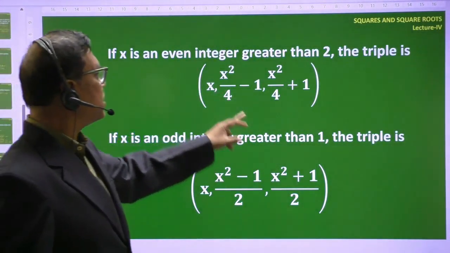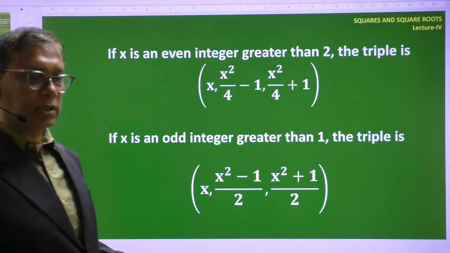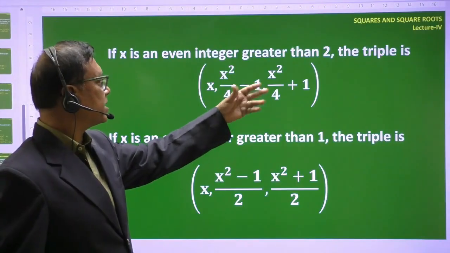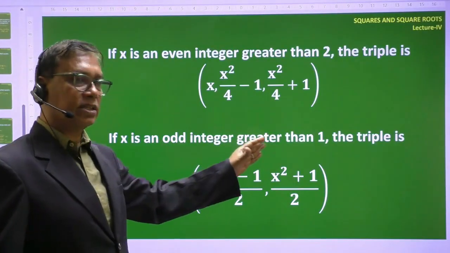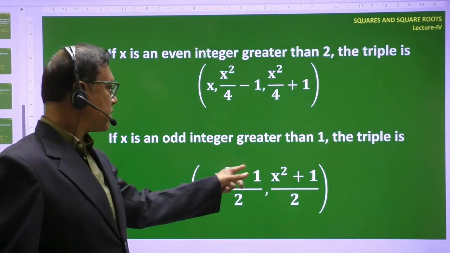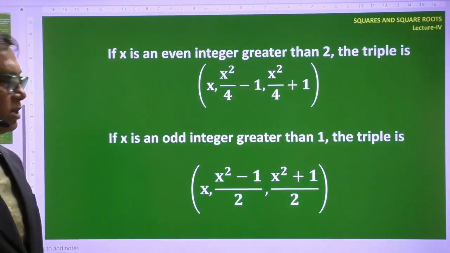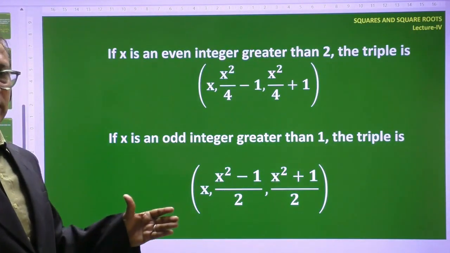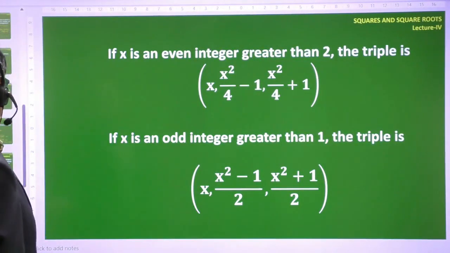Next, if x is an even integer and greater than 2, then we can use this for the Pythagorean triplet: x comma x square by 4 minus 1, and next is x square by 4 plus 1. But when x is an odd integer greater than 1, then the Pythagorean triplets are this: x comma x square minus 1 by 2, and another is x square plus 1 by 2. Is it clear? So to find the Pythagorean triplet, if we know one member, then other members we can find applying this formula. I think this part is clear.